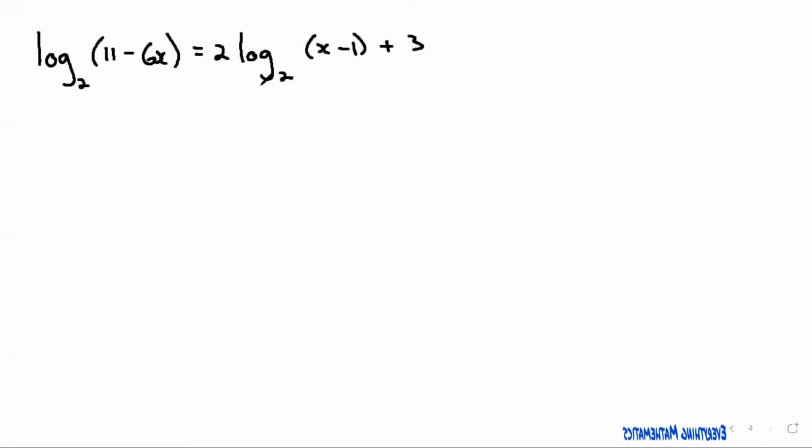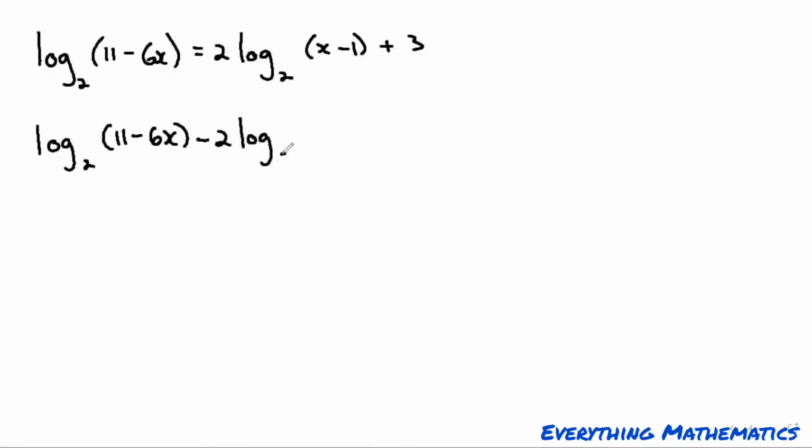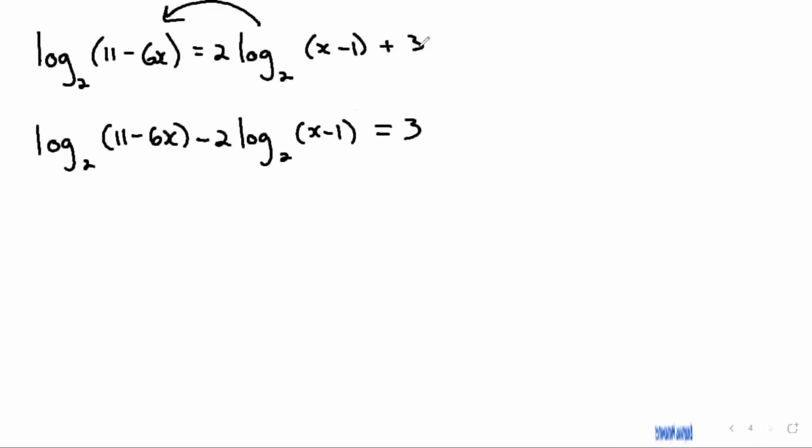So if I take 2 log 2 of x minus 1 to the other side, I would end up with this: log 2 of 11 minus 6x. This is positive, so when I bring it to the other side, it will be minus 2 log 2 of x minus 1, and that's equal to 3. So I'll send this to the other side of the equal sign. Therefore, the 3 stayed alone on that side, okay? And that's okay. Leave the 3 alone, don't worry. The 3 will get company just now.